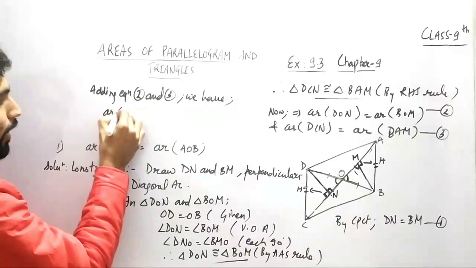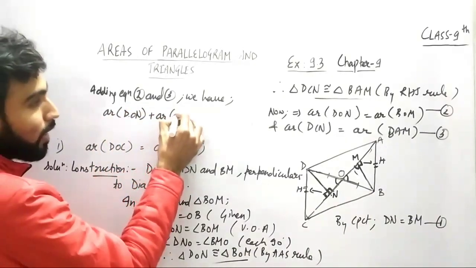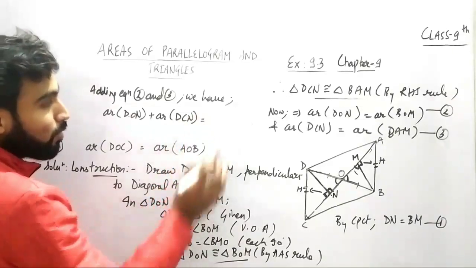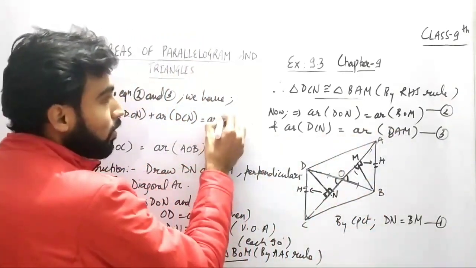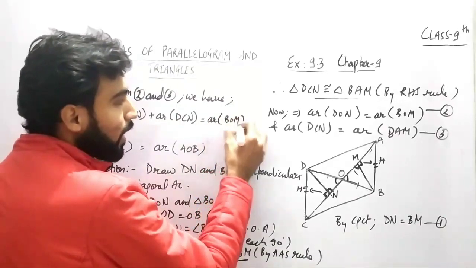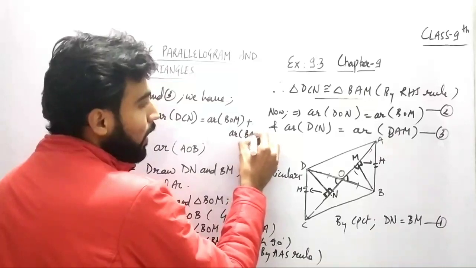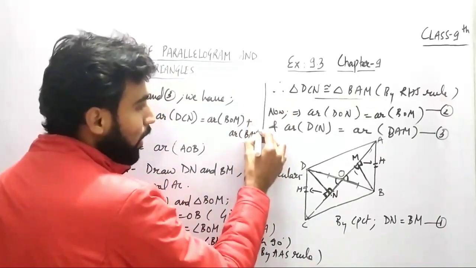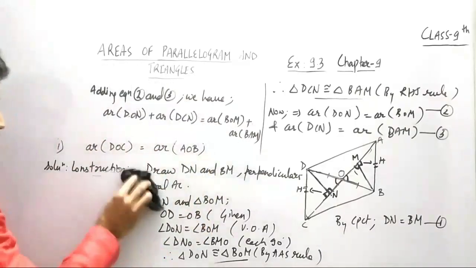now if I just add both the left hand side, so area of triangle DON plus area of triangle DCN is going to be equal to, you can see, area of triangle BOM on the right hand side we are adding plus area of triangle BAM, right? Now let me just separate them so you can understand clear. Now let me just rub this.